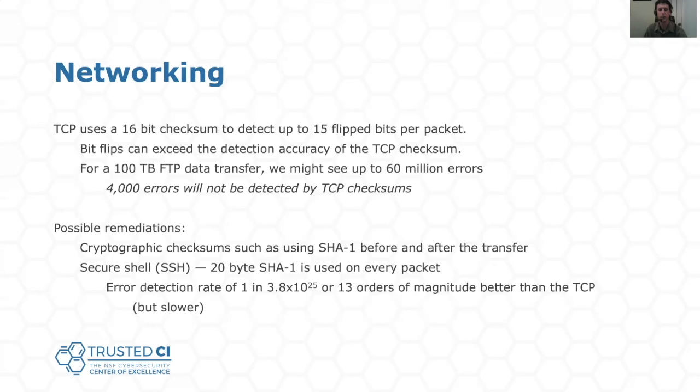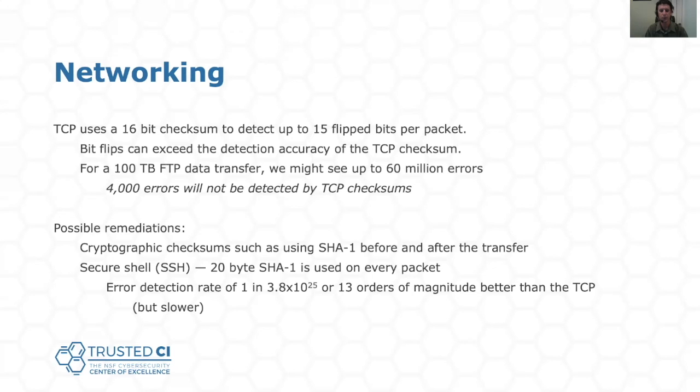In networking, with TCP/IP, there will be transmission errors. The TCP checksums can detect up to 15 flipped bits per packet. However, bit flips can exceed the detection accuracy of the TCP checksum. In fact, the 2000 report noted between one packet in 1100 and one packet in 32,000 can fail the TCP checksum. It said, "We conclude that the checksum will fail to detect errors for roughly 1 in 16 million to 1 in 10 billion packets."